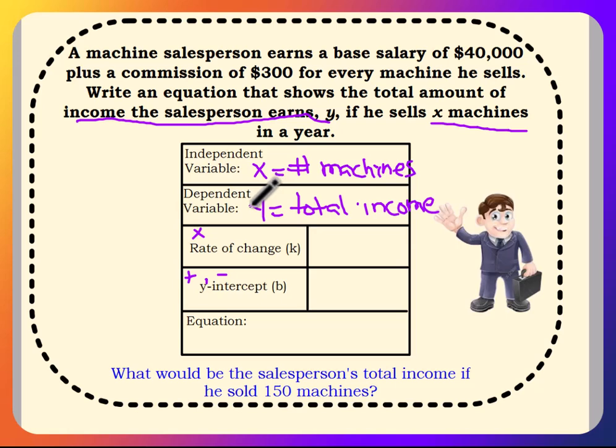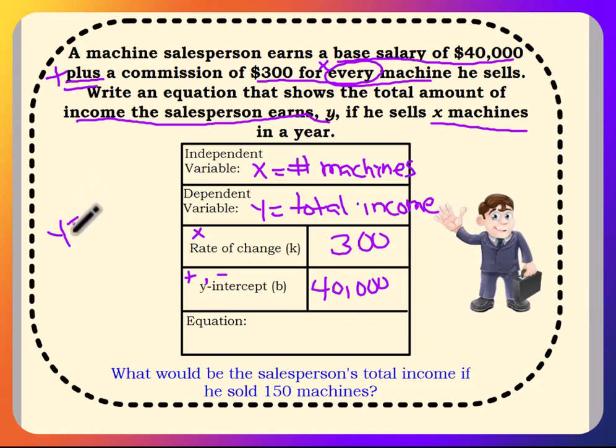So going back through the problem, let's do some more annotation. The salesperson earns a base salary of $40,000 plus a commission of $300 for every machine he sells. Okay, those are the clue words I have. Plus means to add. Okay, every means to multiply. So let's start with the multiplication. That's your rate of change. What are we multiplying by? $300. So the rate of change, your coefficient, is 300. Which means what number are you adding? You're adding the base salary of $40,000.